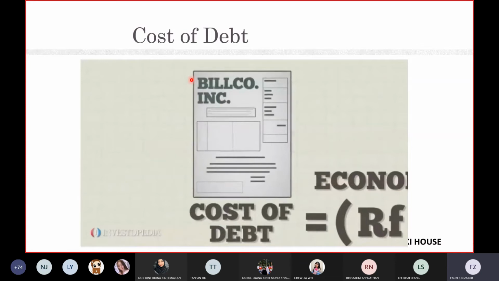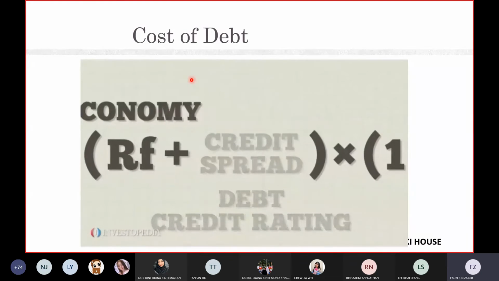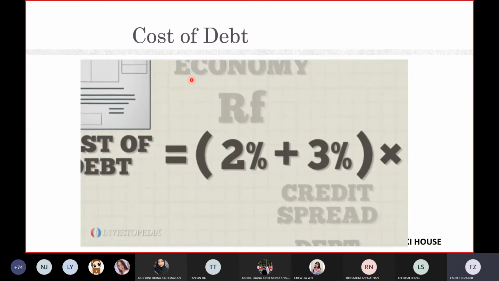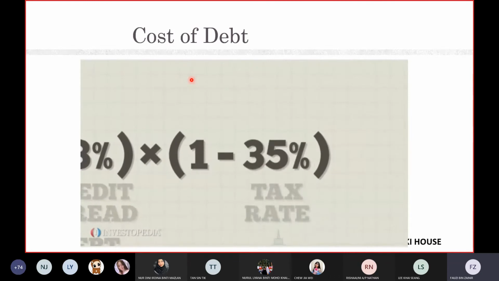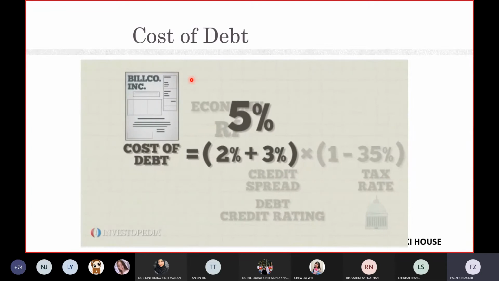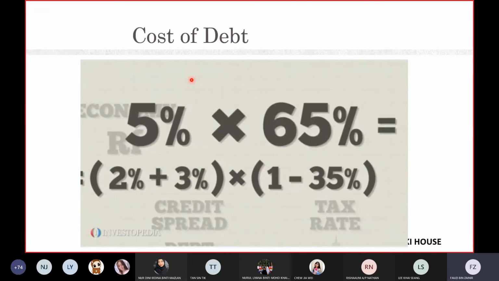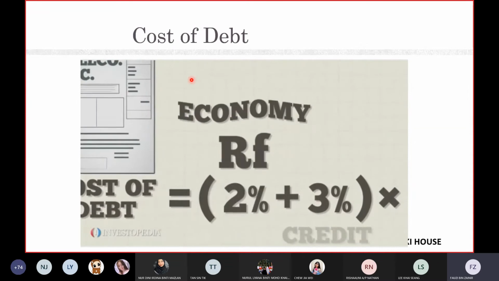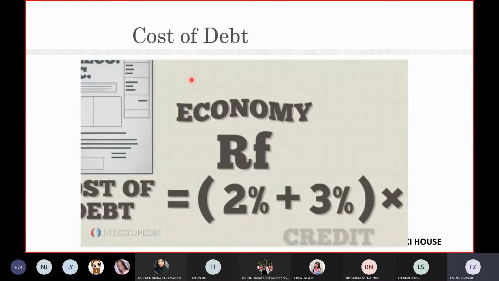Assume Bilco Incorporated has a current credit spread of 3%. If the risk-free rate is 2% and the corporate tax rate is 35%, then Bilco's before-tax cost of debt is 5% and its after-tax cost of debt is 3.25%. If the economy slows, Bilco's cost of debt will be affected.